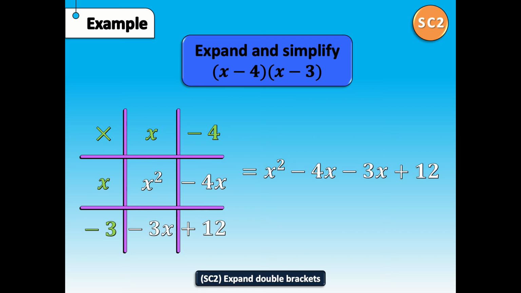So now we've multiplied, we just need to simplify. And again, we can simplify the two x's in the middle. So minus 4x, take away 3x, would be minus 7x. So our answer is x squared minus 7x plus 12.